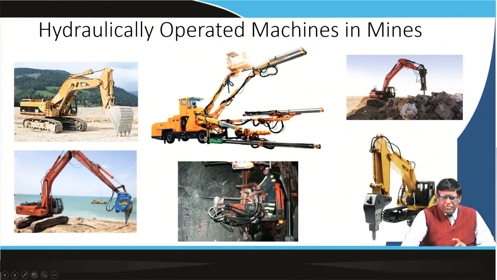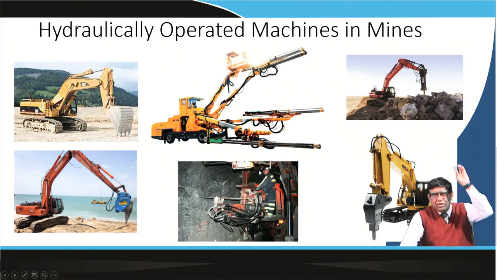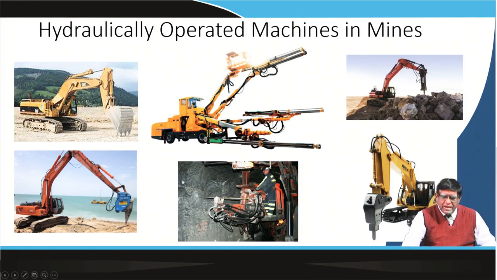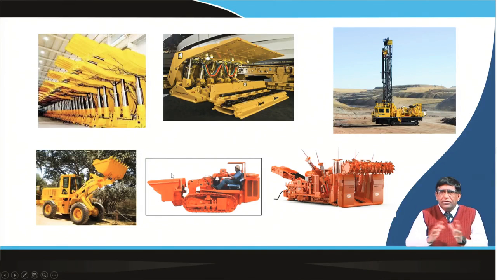Similarly, in underground mines you have this roof bolter, which does horizontal drilling and also vertical holes, so that they can place a bolt so that the roof does not collapse. So this is also a machine, and there are a number of machines in underground mines.